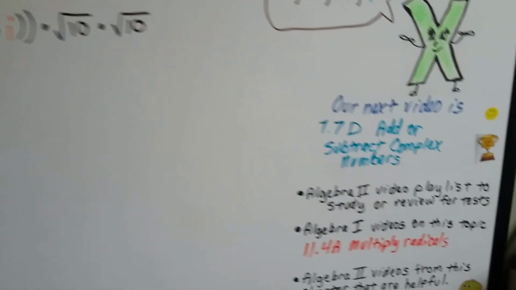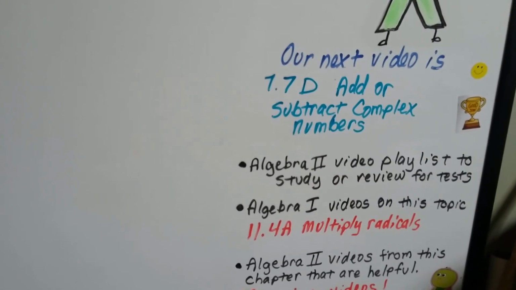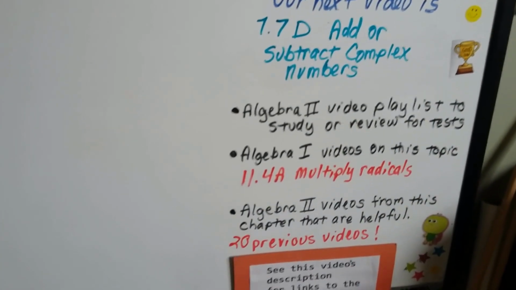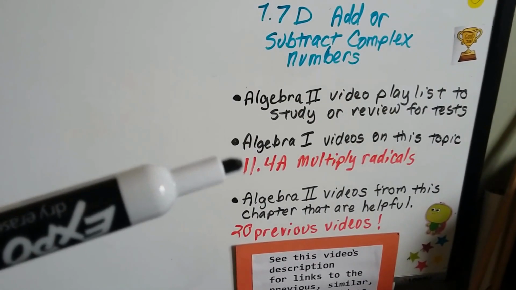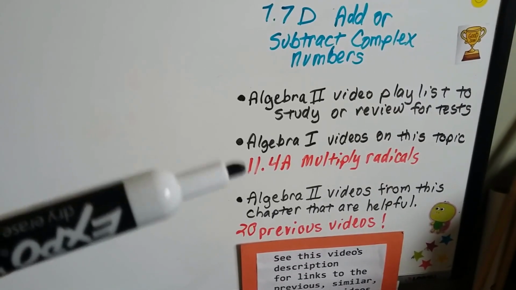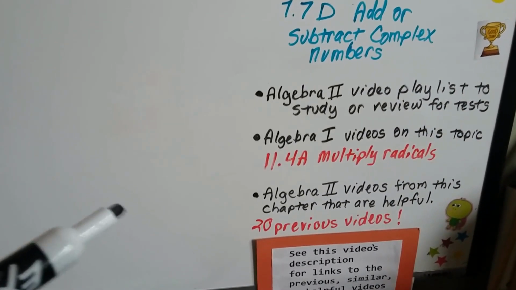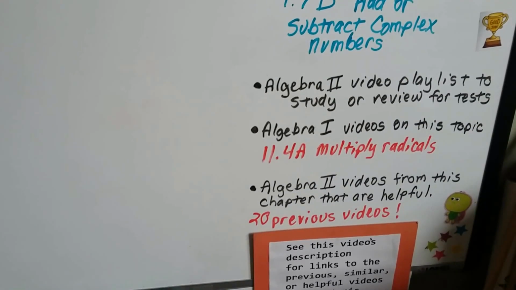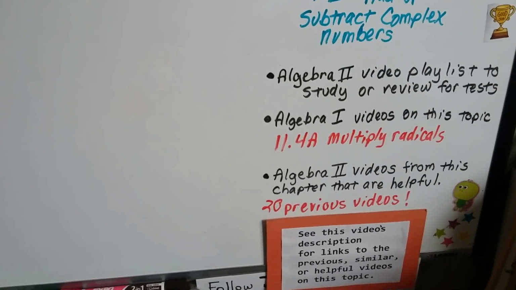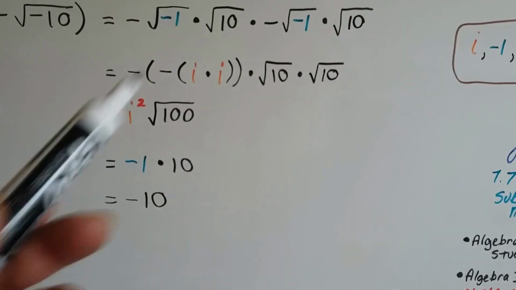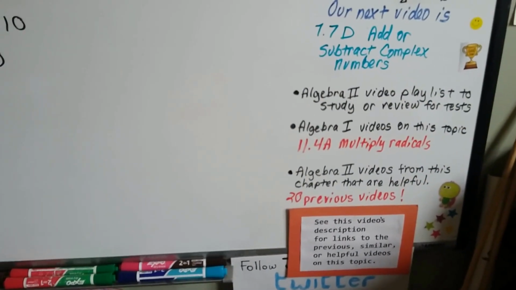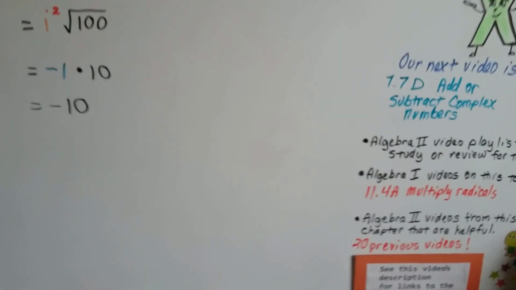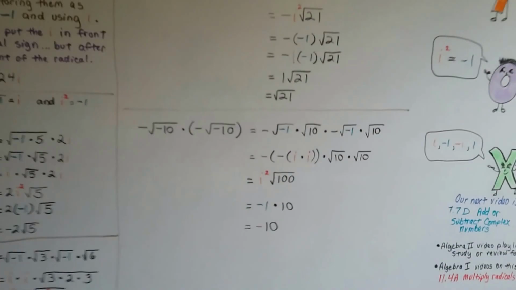All right, our next video is 7.7D. We're going to add or subtract complex numbers. I'm going to add this video to the Algebra II playlist, and there's going to be a link to 11.4a from last year from Algebra I about multiplying radicals if you forgot how to multiply radicals or if you have trouble following this video. And there were 20 previous videos for Algebra II from Chapter 7 that we learned about these roots and about factoring and all of this for the radicals, okay? The powers of roots and complex numbers chapter. So there'll be links to those videos in this description to help you, all right? Just a finger click away, all right?